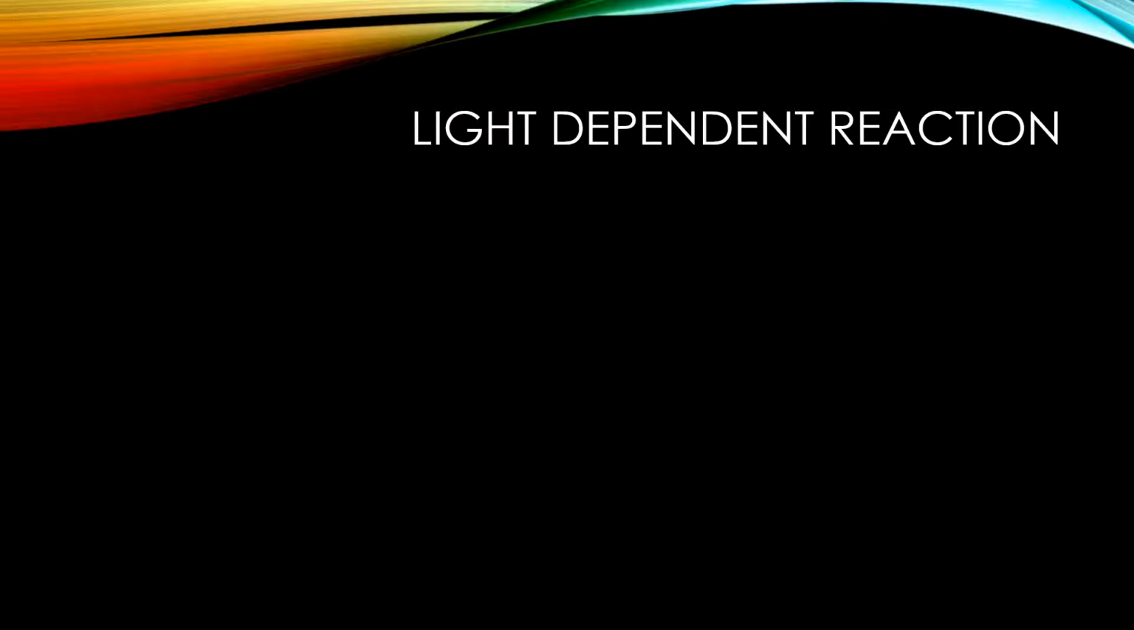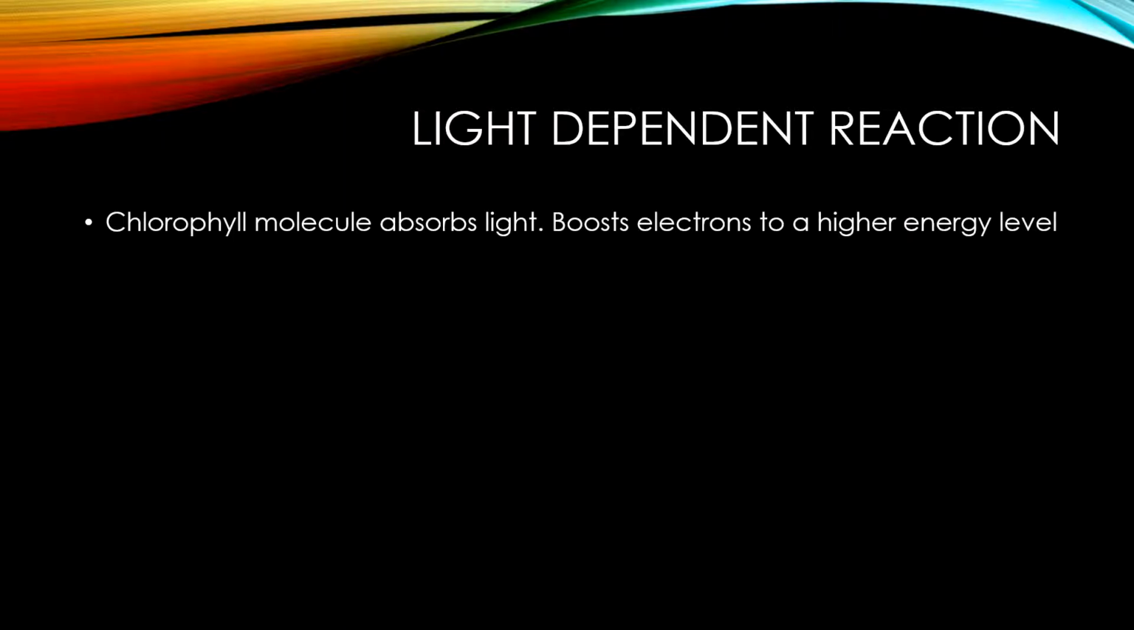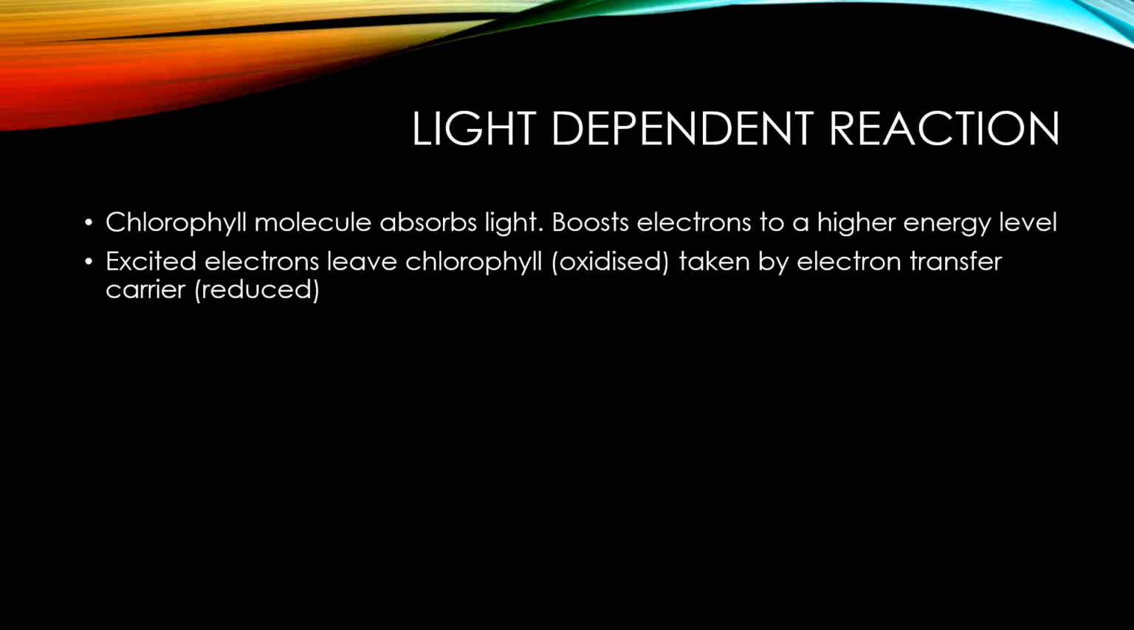The light-dependent reaction. It occurs in the thylakoid membrane and it involves a reaction whereby light is captured and energy is used for the manufacture of ATP and photolysis. So what occurs is that the chlorophyll molecule absorbs light and boosts electrons to a higher energy level. Excited electrons leave the chlorophyll, which is oxidized, and are taken by the electron transfer carrier, which is reduced.